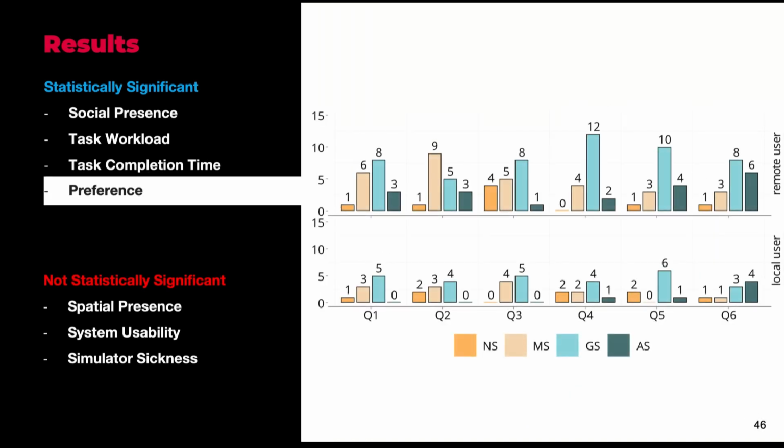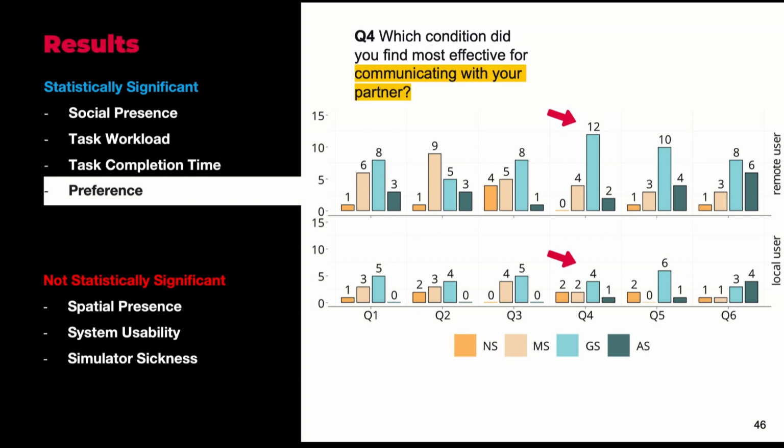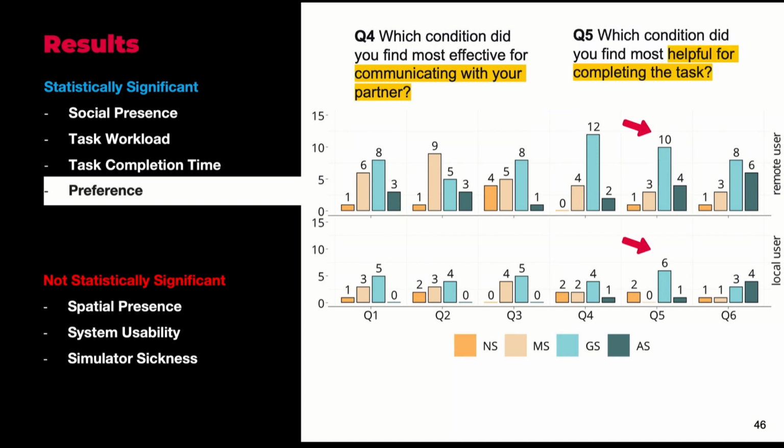I asked participants which conditions they preferred for various forms of presence, and there was a tendency to prefer guided and automatic selection because people felt more engaged. This was especially noticeable in question 4, which asked about understanding and communicating with partners. Participants perceived the GS conditions as the most effective for understanding and communicating with partners. As for question 5 regarding task completion, participants found both the GS and AS conditions to be most helpful.